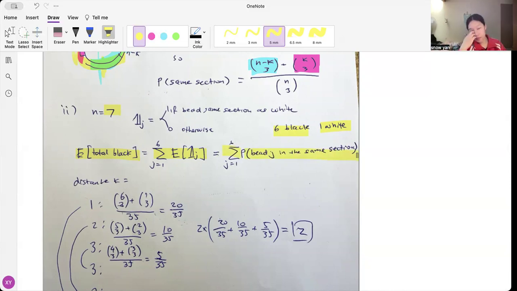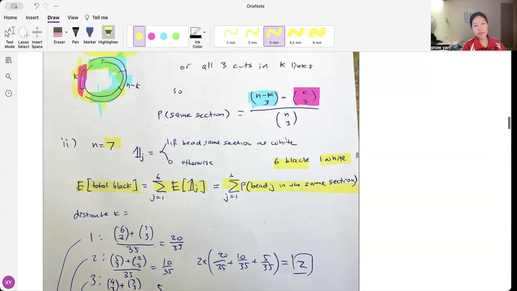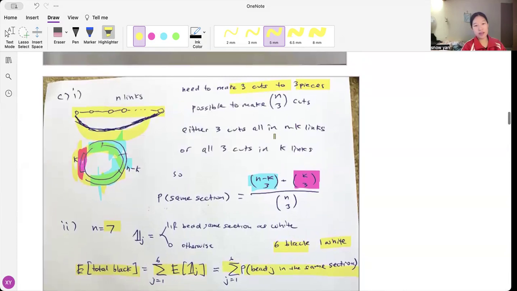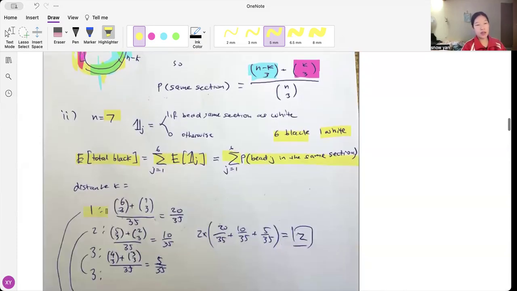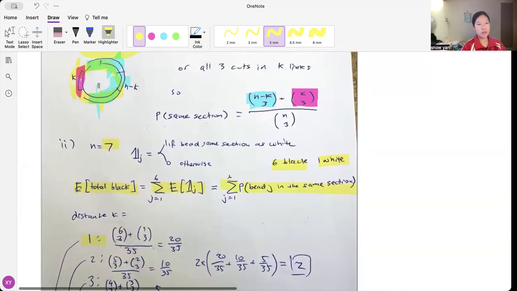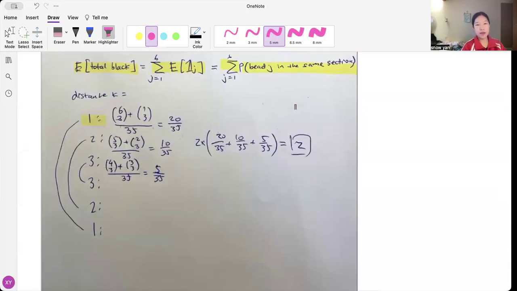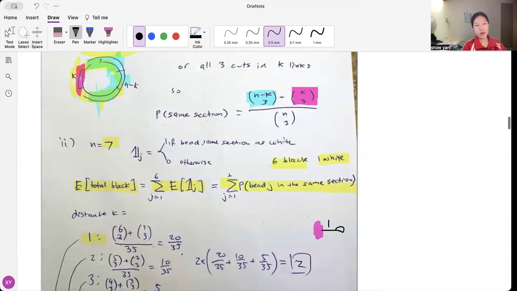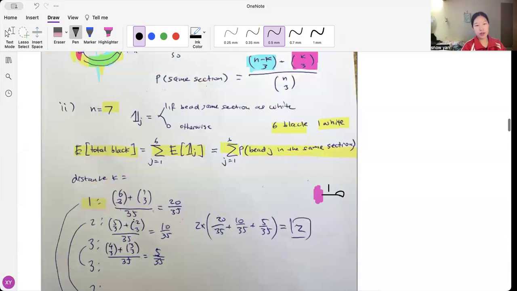So then that would just be the sum of the probabilities that the bead is in the same section as the white bead. If I break it down into the bead's distance to the actual white bead, then I can just use part one that I just did. Imagine I have a white bead over here. If I'm in a circular loop, this one is one link away. If I'm one link away, I can just plug in the earlier formula, and I would get 20 over 35 because I'm just plugging in one to that formula.